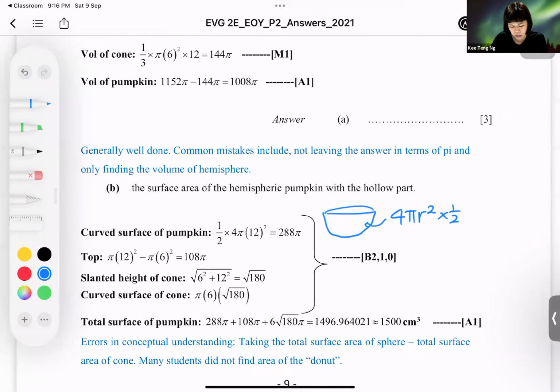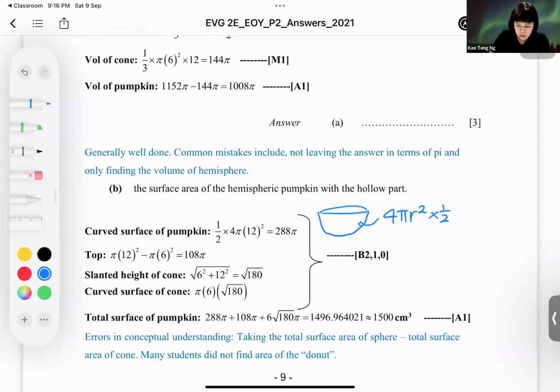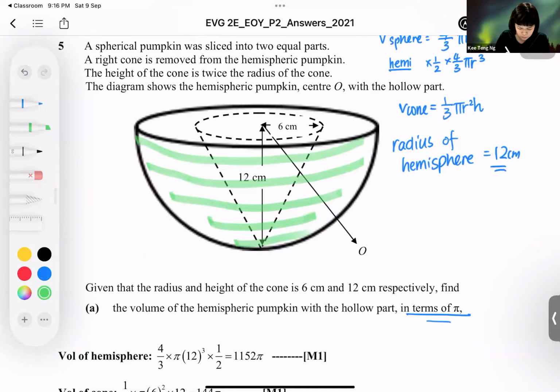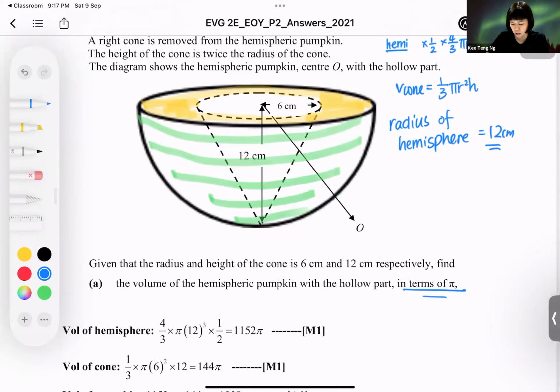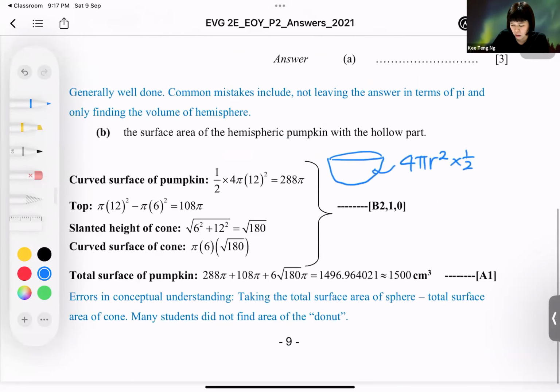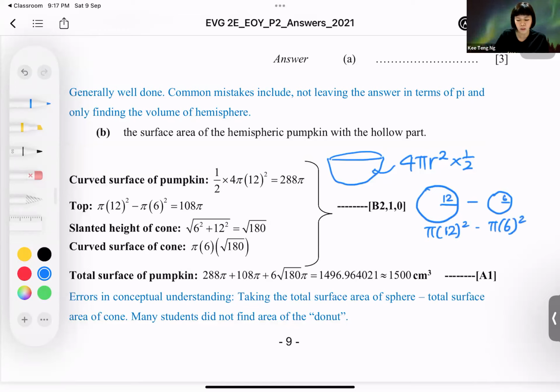Next, I want to find the donut. There's the second one, a donut over here. Okay, so this part is the donut, right? So you need to take the area of the larger circle minus the area of the small circle. Big circle radius 12, so pi times 12 squared, minus small circle radius 6, pi times 6 squared. Okay, so you have these two, and the teacher left it in terms of pi. Of course, you can write it in terms of 5 significant figures.